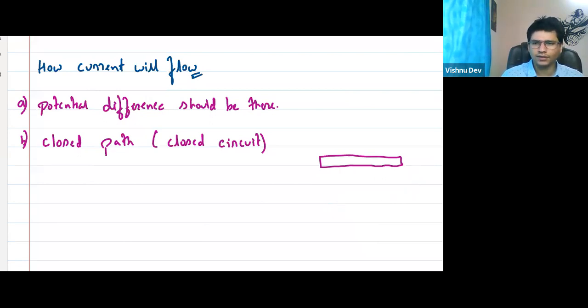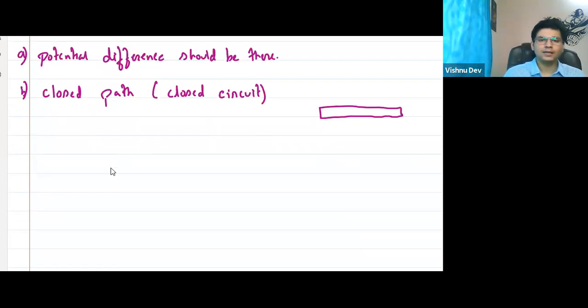Okay. Now suppose I'm having a rod like this. I'm having a conductor like this, which is not connected to anything. Will it conduct electricity? No, right? Even though it will have electrons, right? Electrons are there, but it will not conduct electricity. Okay. Now, before talking about anything, let's talk about the basic symbols that we are going to study, right?